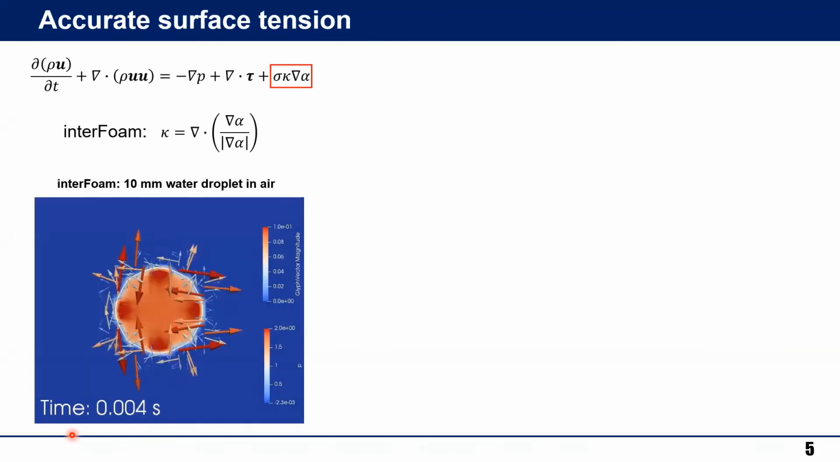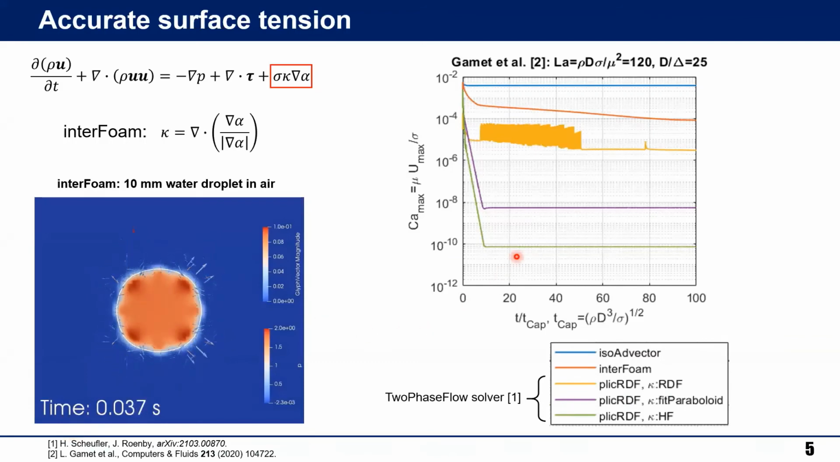So we have done a test of the interFOAM, isoAdvector, and some other more special geometrical calculations of the curvature that are available in the twoPhaseFlow solver that is being released by Scheffler and Roenby. And you see that, for example, isoAdvector gives the worst performances in this kind of test case. interFOAM is a bit better because the interface is more diffused. But then if you really want to reduce the spurious currents, you need to implement geometric reconstructions of the curvature, for example, reconstructed distance function, parabolic fit, which is the one we are using for the adiabatic study, or height function algorithm. These are all implemented in the twoPhaseFlow solver by Scheffler and Roenby.